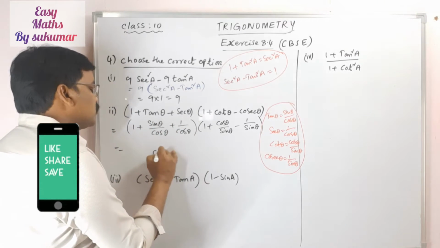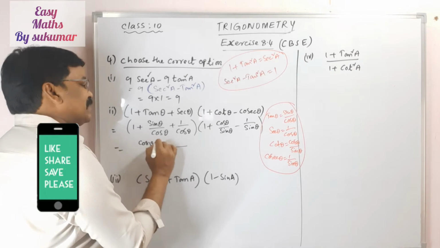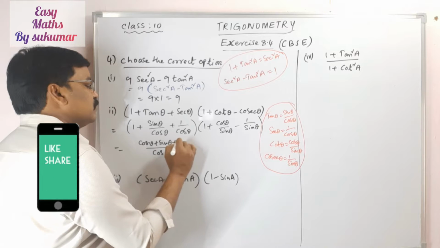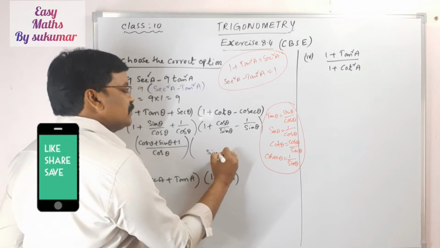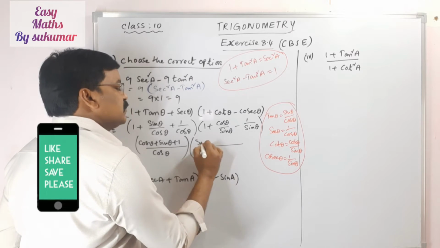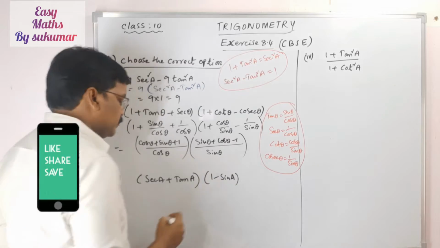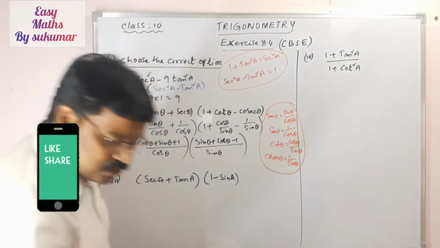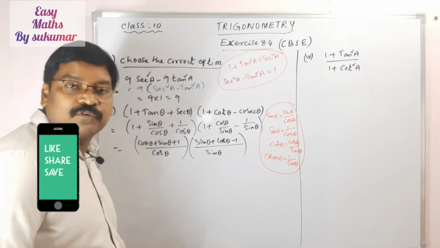So here the LCM is cos theta, that means (cos theta plus sin theta plus 1) into what? Here the LCM is sin theta, (sin theta plus cos theta minus 1). Just close the bracket. I will write this third sum again, space is not enough.